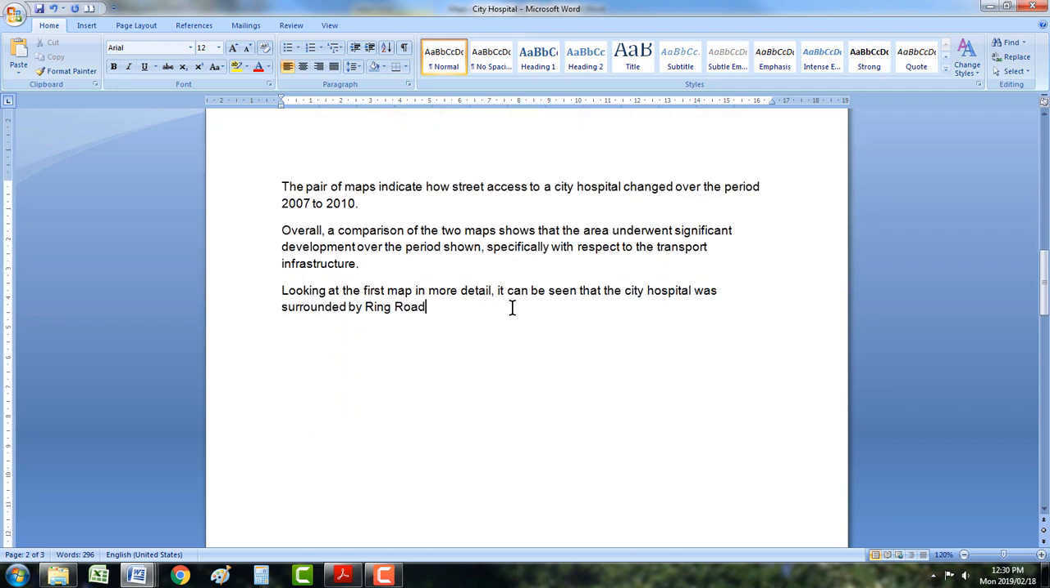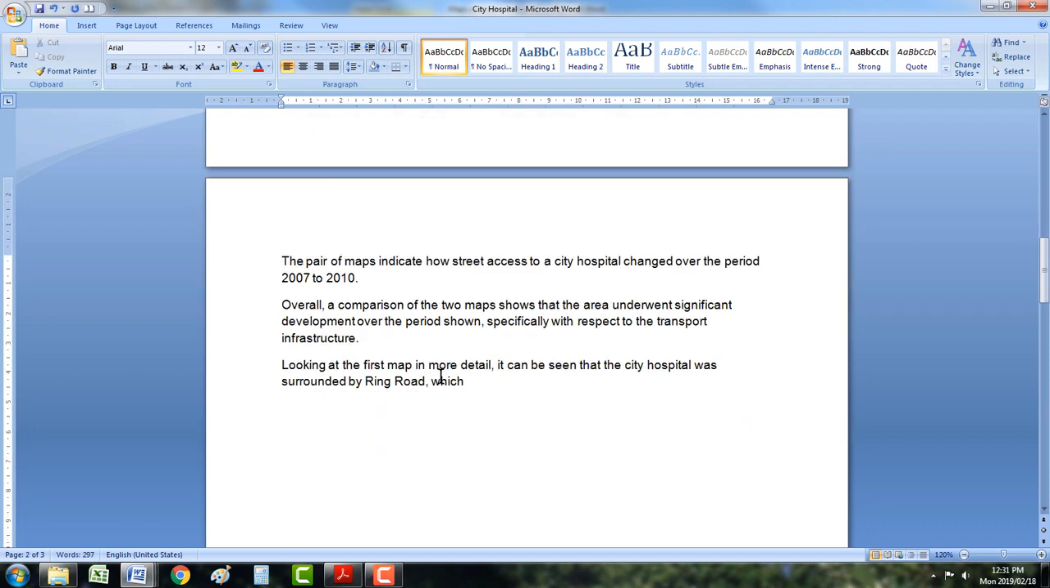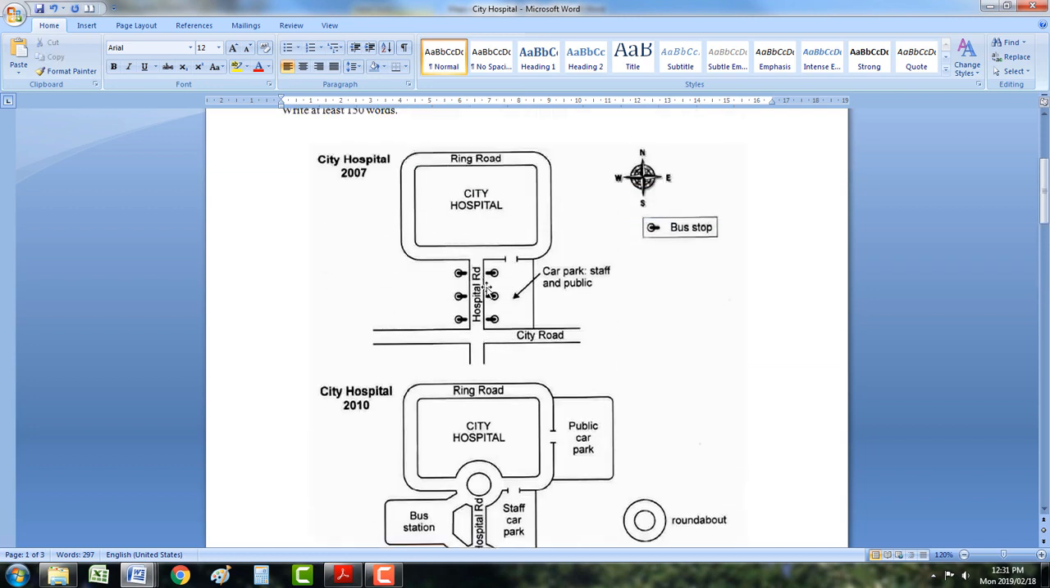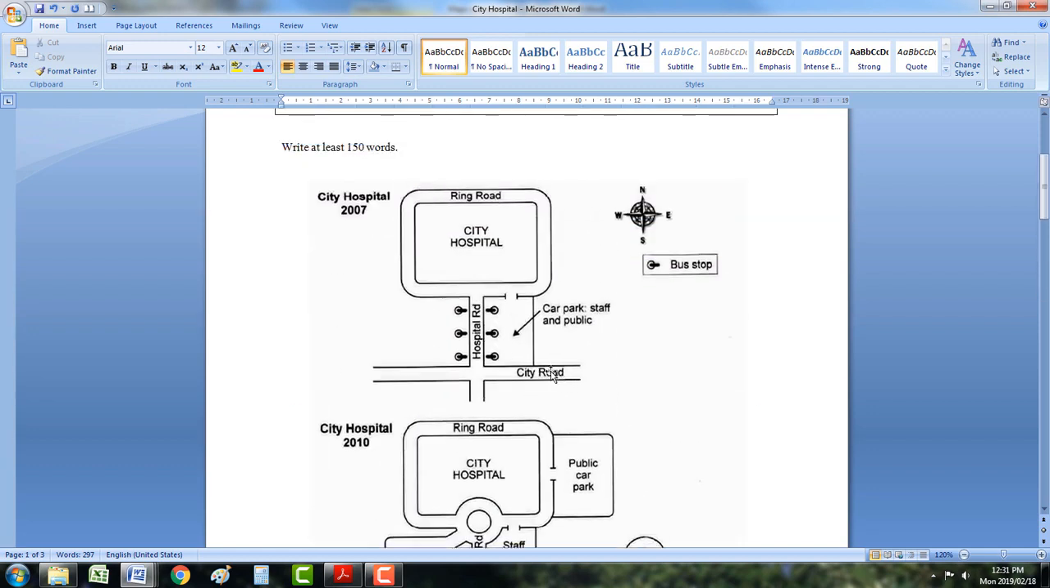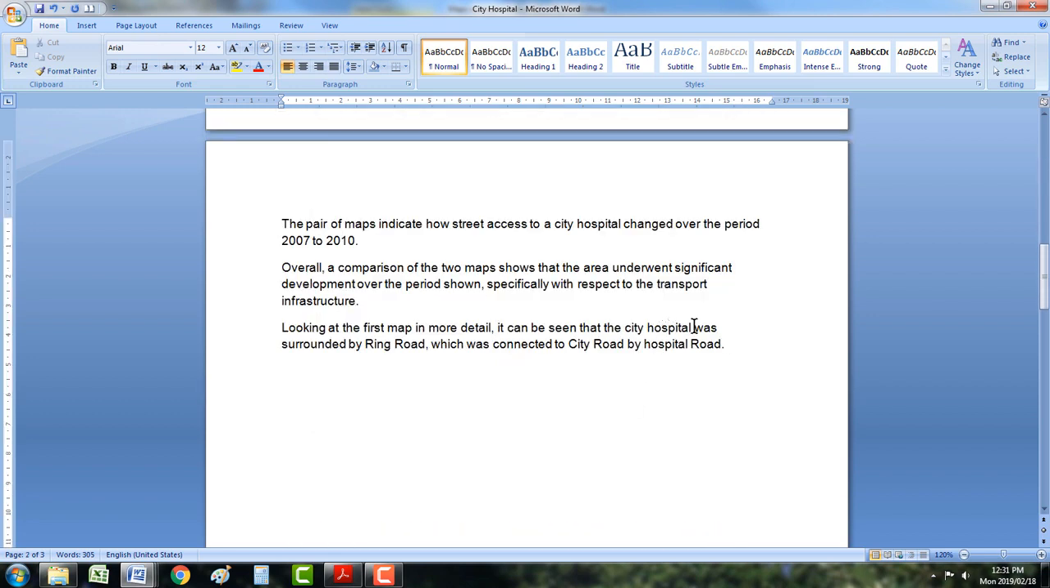Now I'm going to try and put in a comma which, or a reference pronoun. We want comma which and we want reference pronoun. Let's try a comma which, because we need that. Which, so what does this refer to? This refers to the ring road. So then I can say which was connected, again passive unfortunately, which was connected to city road by hospital road. So okay, we've got passive over there, passive over there.